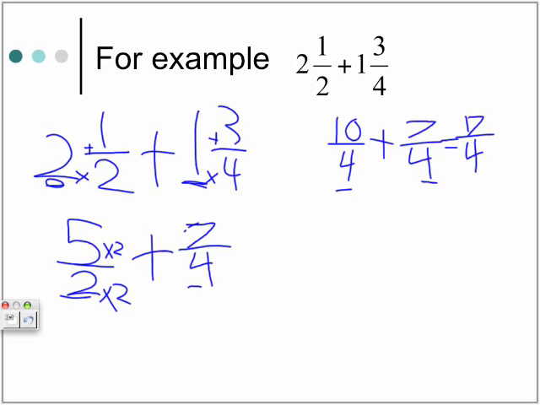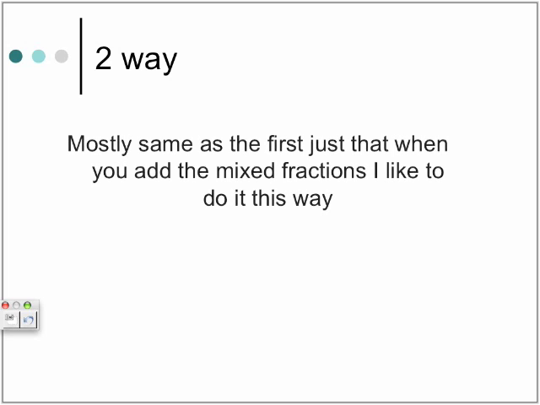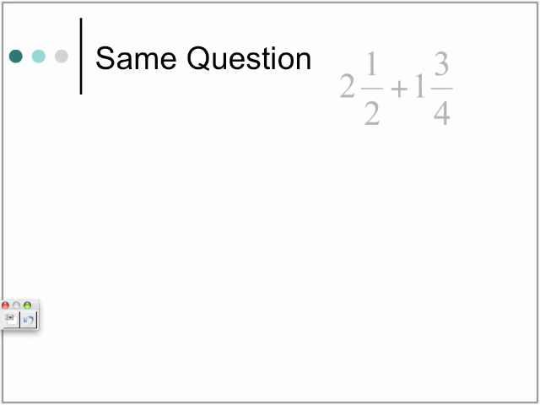Okay, hope you all got that. If not, you could watch the video again. My second way that I prefer is mostly the same as the first, but when you're adding mixed fractions, I like to add the whole numbers first, and I'll show you what I mean. So I'm going to use the same question, since you already know the answer, it's going to be 17/4. It's just I'm going to do it a different way.